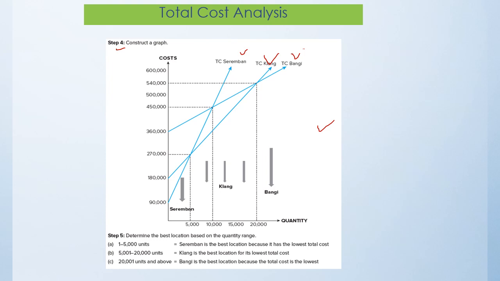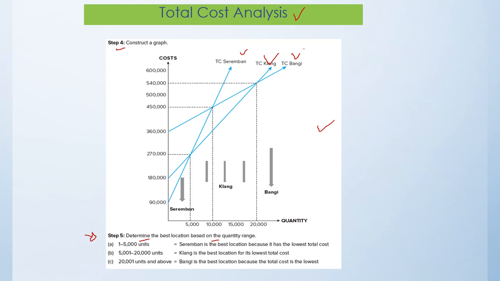So now we go to the last step, that is to make a location decision, determine the best location based on the quantity range. By using total cost analysis, there is no one best location. The best location depends on the quantity range. Quantity range ni maksudnya hard quantity yang dikeluarkan. Okay, one location might be the best if the company produces up to this quantity. If the company increases the quantity to another level, then another location might be the best location. So that is called quantity range.